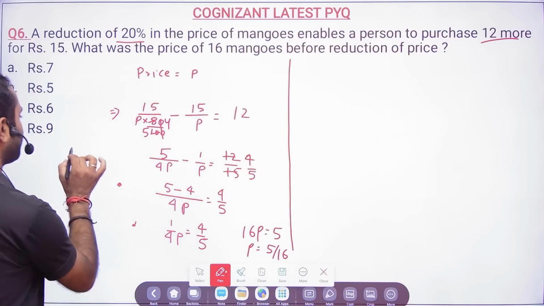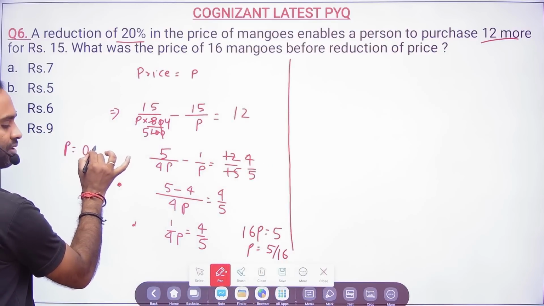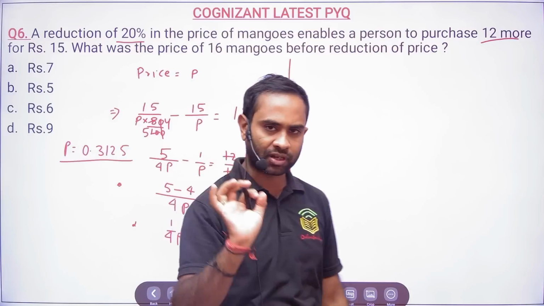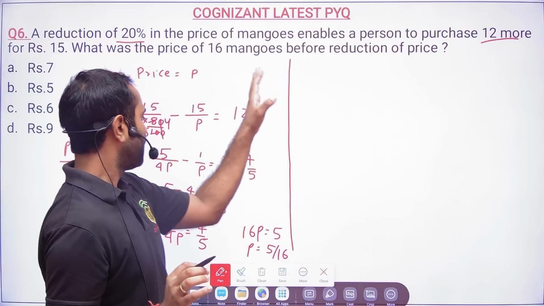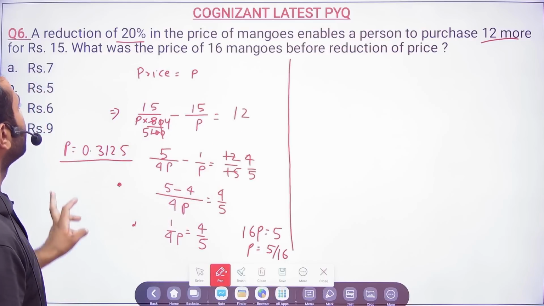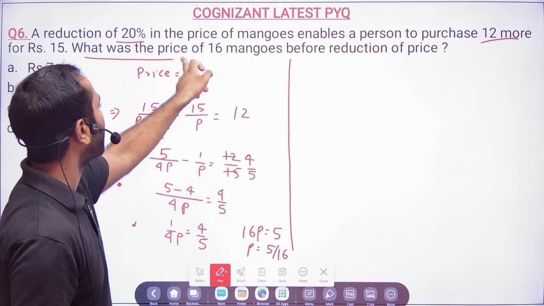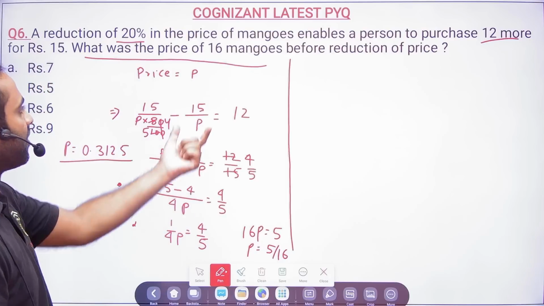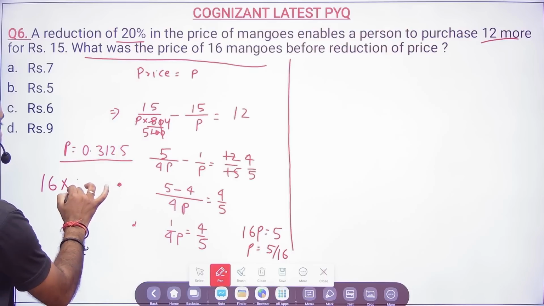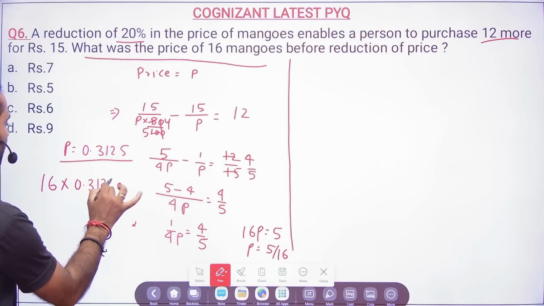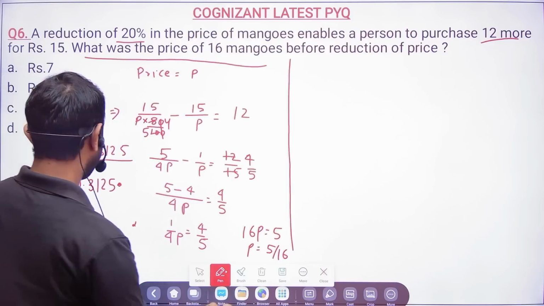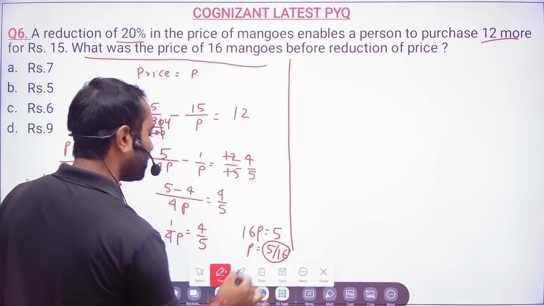So the value of P what we have got is 0.3125. I will tell you the shortcut method, then only you will understand. This kind of complicated thing you have to avoid. Now they're asking what was the price of 16 mangoes before reduction of the price. So before reduction the price was this. You just have to multiply this 16 with it. Even you do not have to divide this.